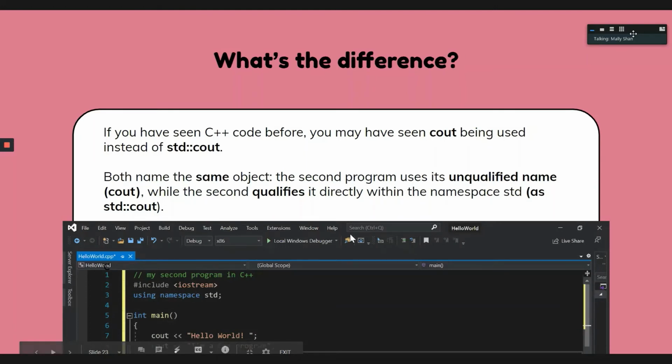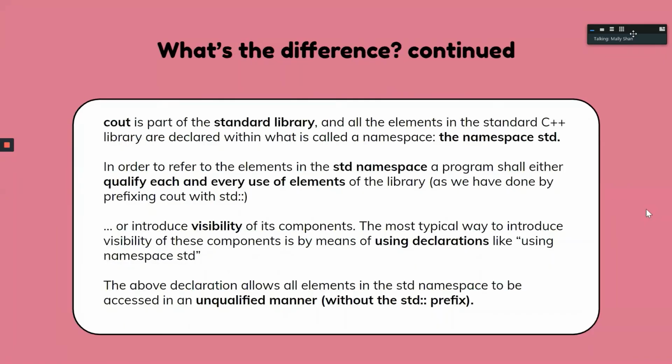But why do we even have this difference in the first place? So cout is actually part of the standard library, and what it does is name the elements that are standard to C++, and it's declared in what is called the namespace. In this case, namespace std. In order to refer to the elements in the std namespace, a program should either qualify each and every use of the library, which we had done with std::cout, or introduce visibility of its components. The most typical way to introduce this is by means of using declarations, like using namespace.